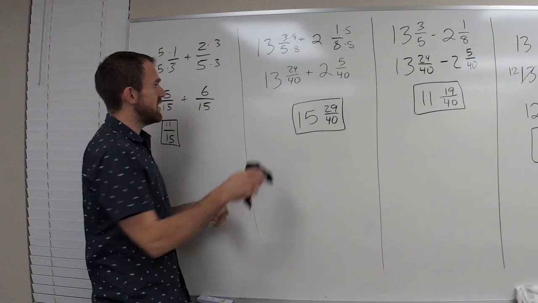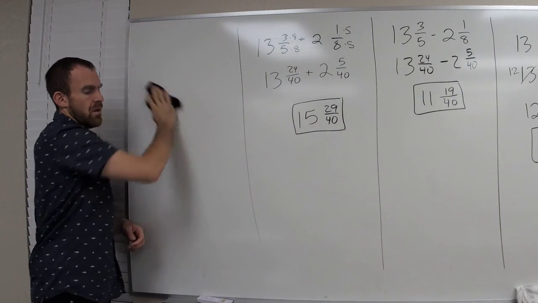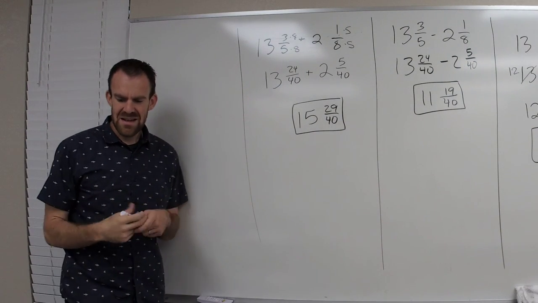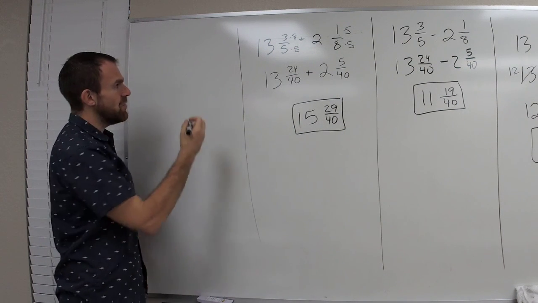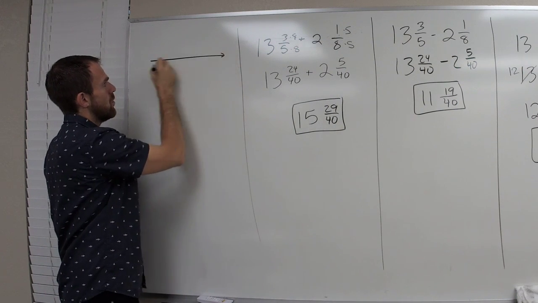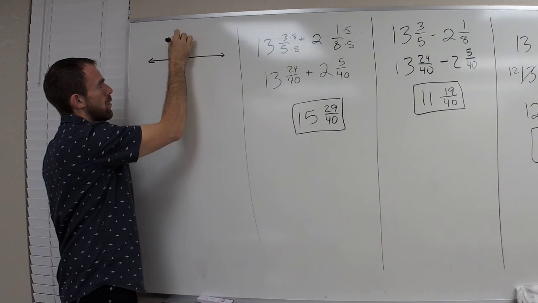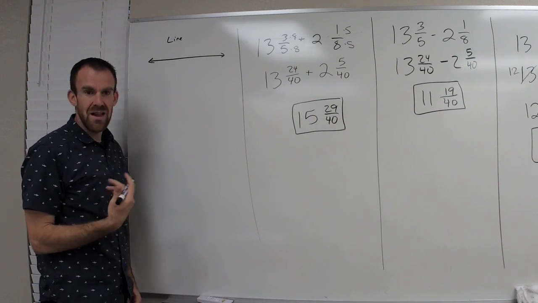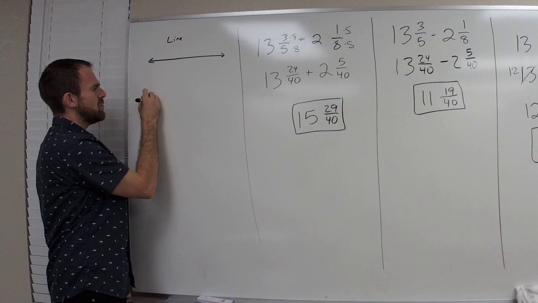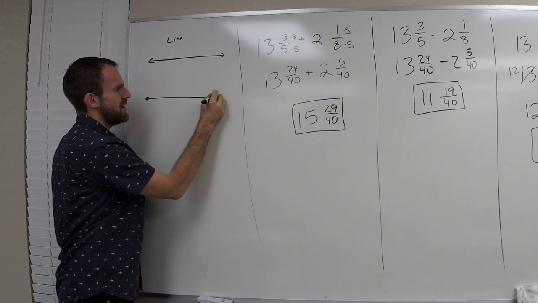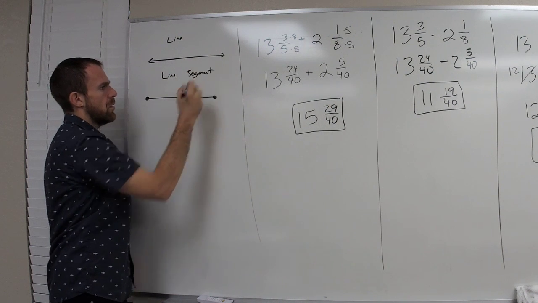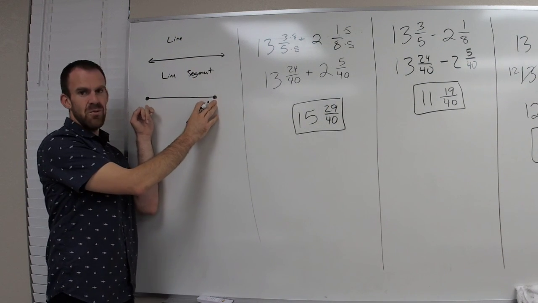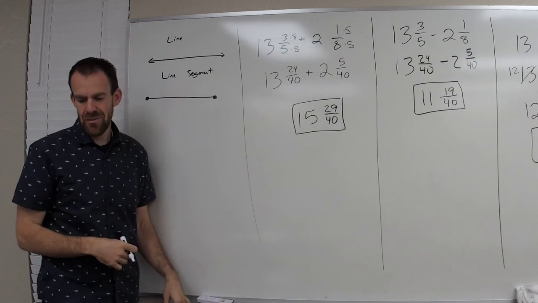So let's cruise over here. You guys have seen lines before and you've seen line segments before. This is an example of a line. This is an example of a line segment. The defining part of a line segment is that it has two defined endpoints, rather than a line that goes on forever.